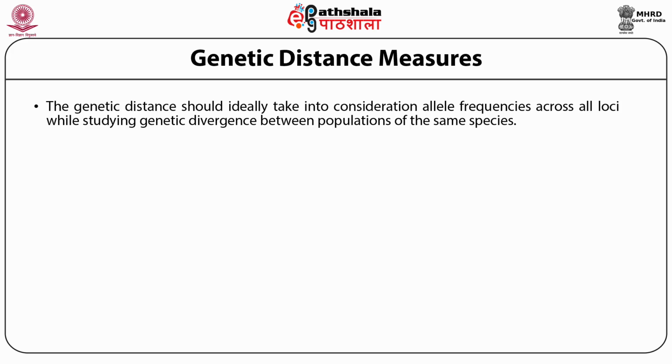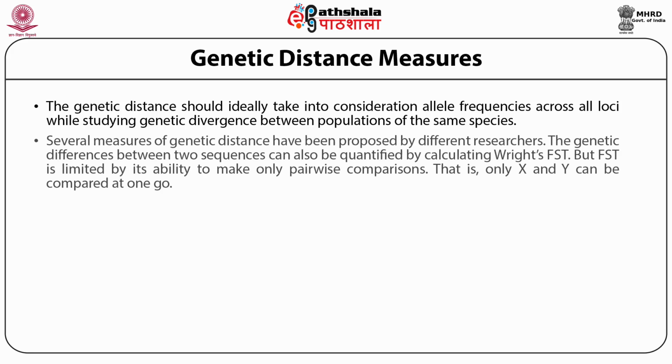The genetic distance should ideally take into consideration allele frequencies across all loci while studying genetic divergence between populations of the same species. However, only a subset of all loci is sampled in practice to estimate the genetic distance. Several measures of genetic distance have been proposed by different researchers.